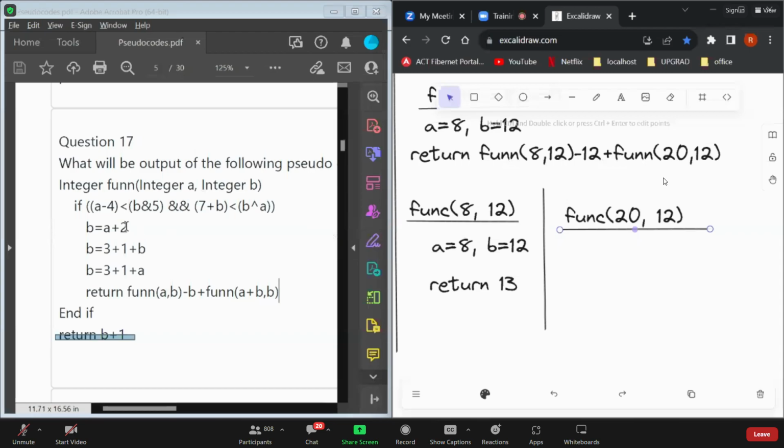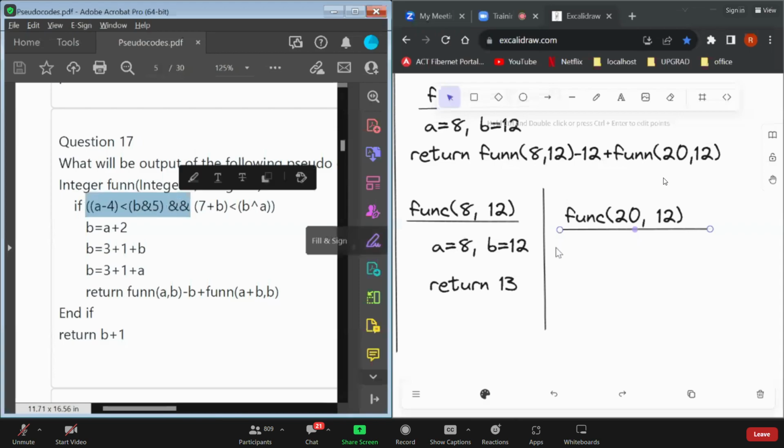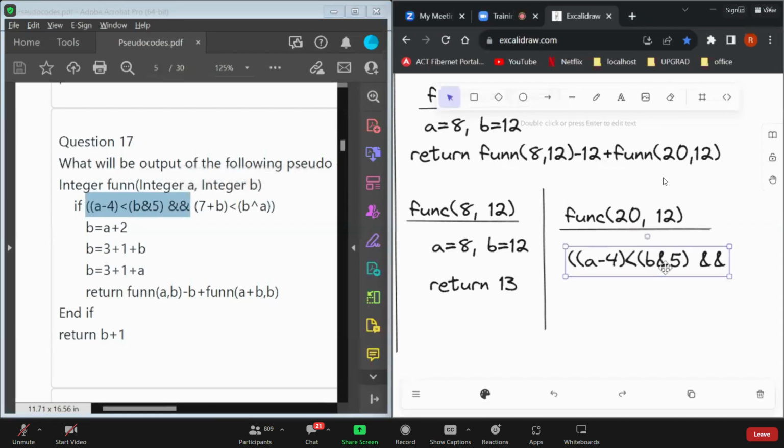Calculate the if condition. This is false. Just by looking at it, you can say that it is false. I'll tell you why. Take only the first condition. You have logical AND here. Look at the first condition. Value of A is 20. Value of B is 12.